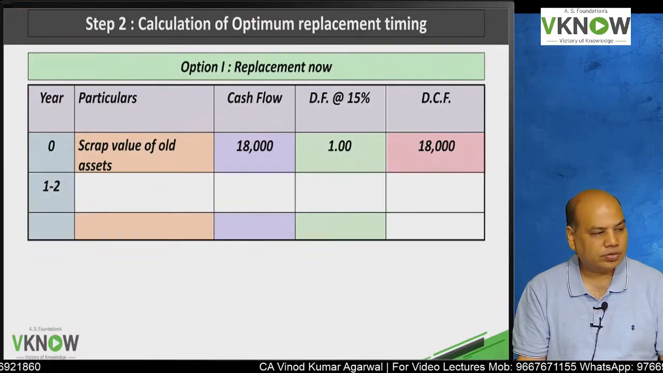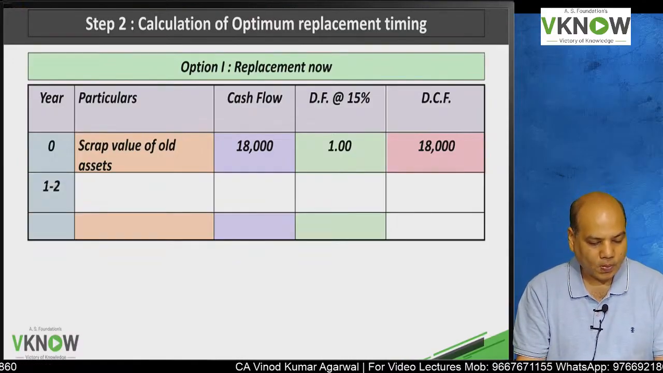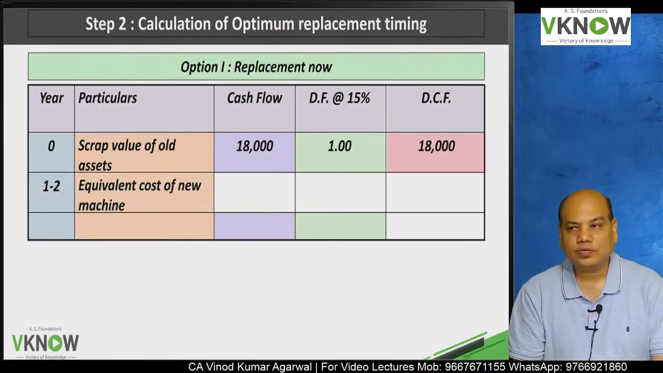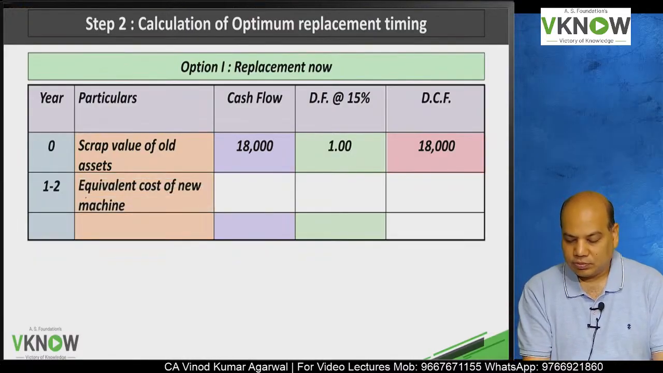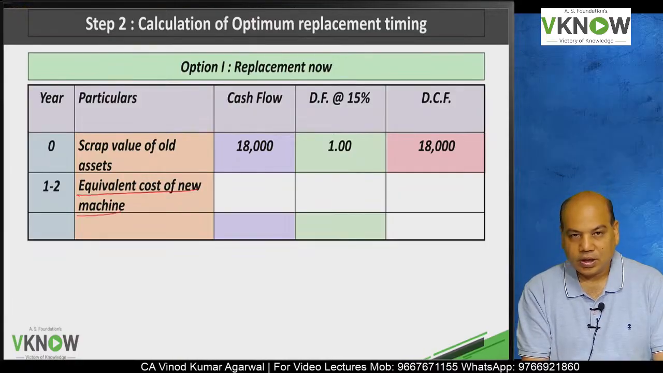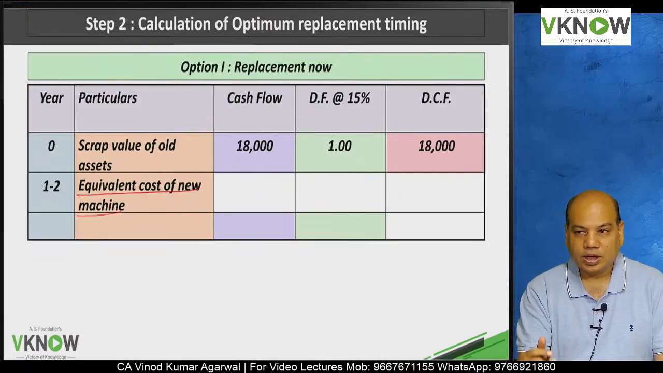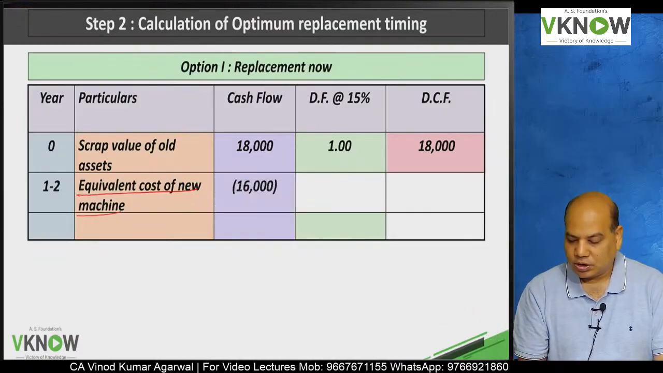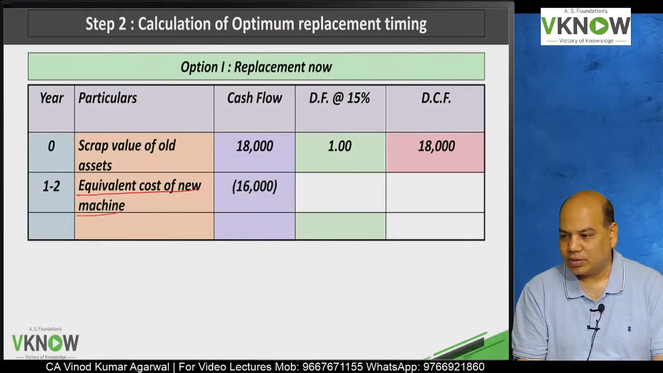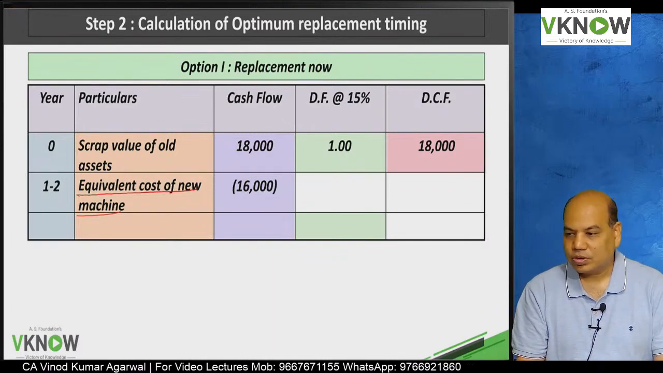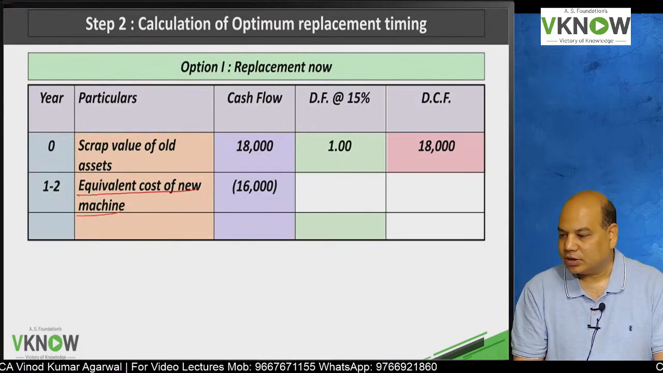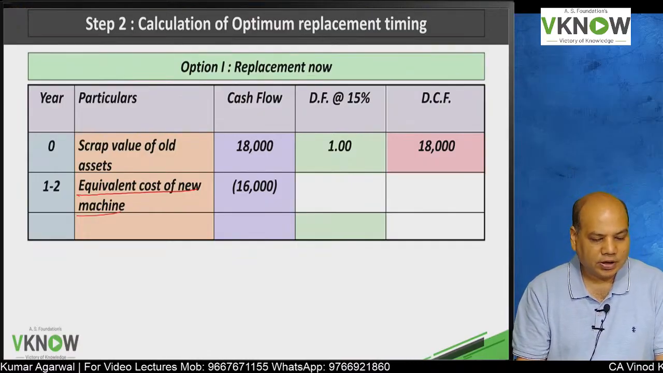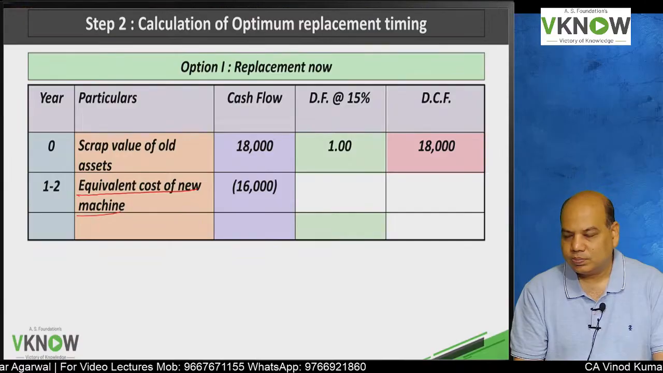In years 1-2, equivalent cost of new machine per annum. We have already computed this. If I buy the new asset, I will incur 16,000 rupees per annum. So 16,000 rupees outflow per annum will take place. Find the factor yourself and compute the present value.